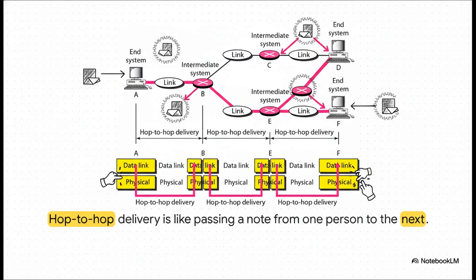This whole hop-to-hop thing is kind of like passing a note in class. You don't just throw it directly to your friend at the back of the room, right? No, you pass it to the person next to you, who passes it to the next person, and so on. Each one of those passes is a hop, and it's managed by the data link layer.